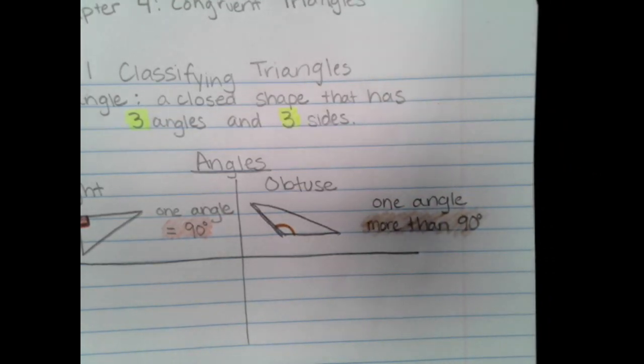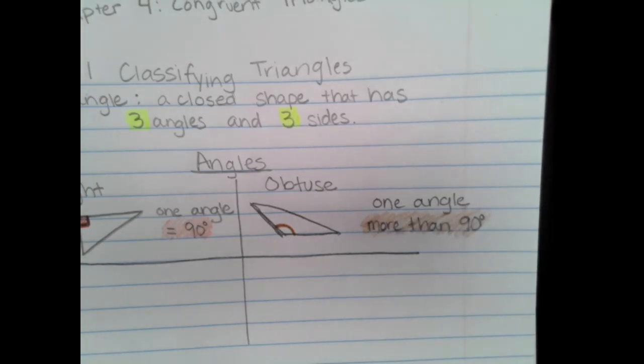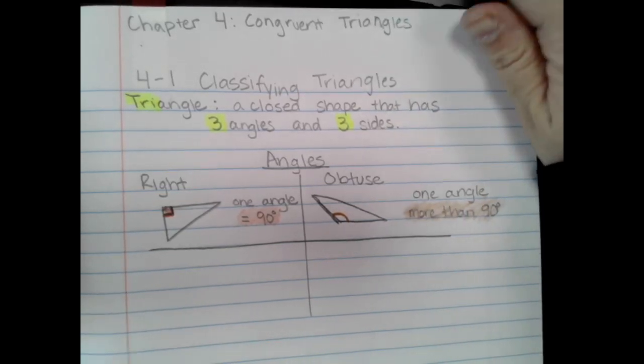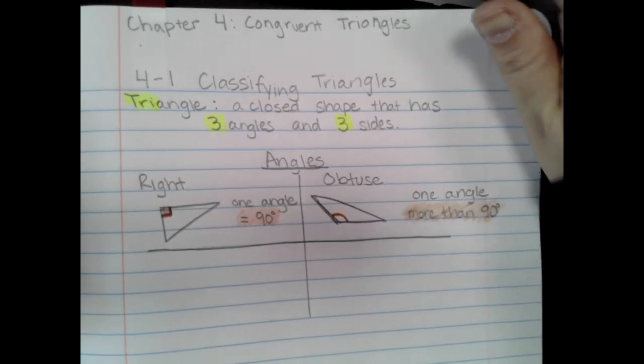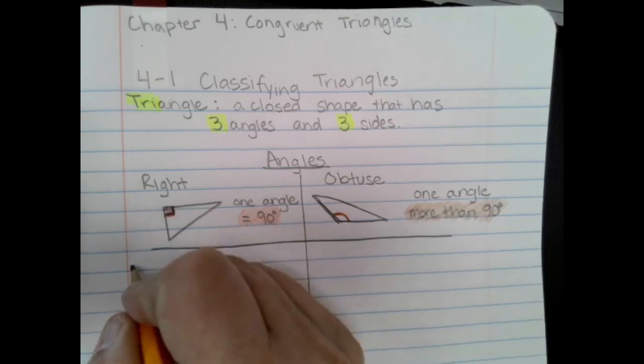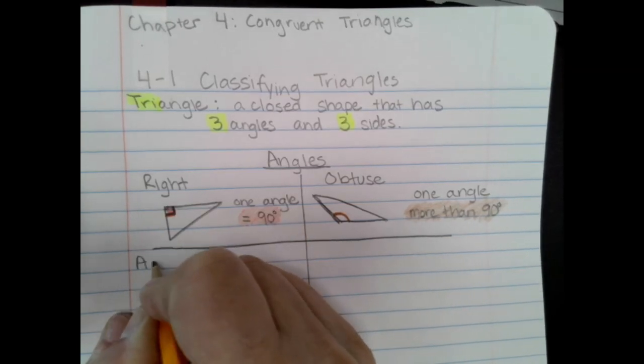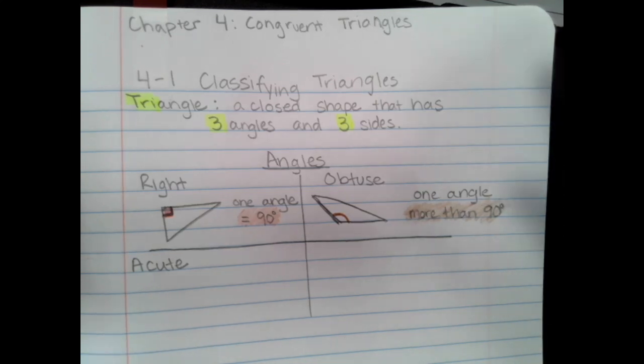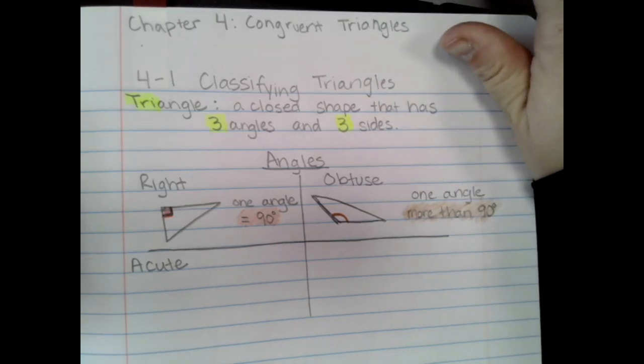All right, so if we have right and obtuse, what one are we maybe missing? What's our other type of angle? Acute. Okay, so we have two more. We have acute. Acute means what again? Good, smaller than 90.